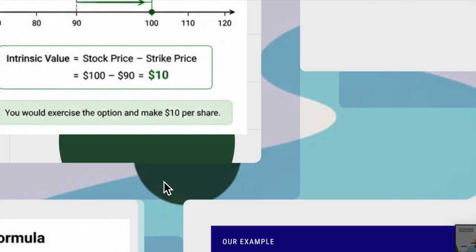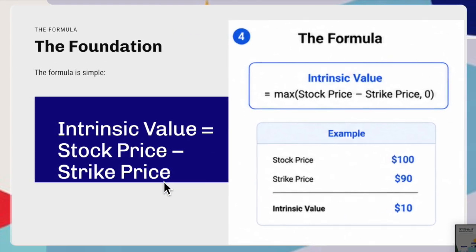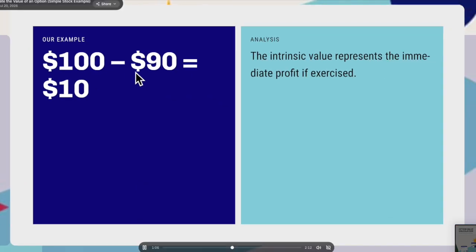The foundation for this calculation is the stock price minus the strike price. In our example, subtracting 90 from 100 confirms the $10 intrinsic value.